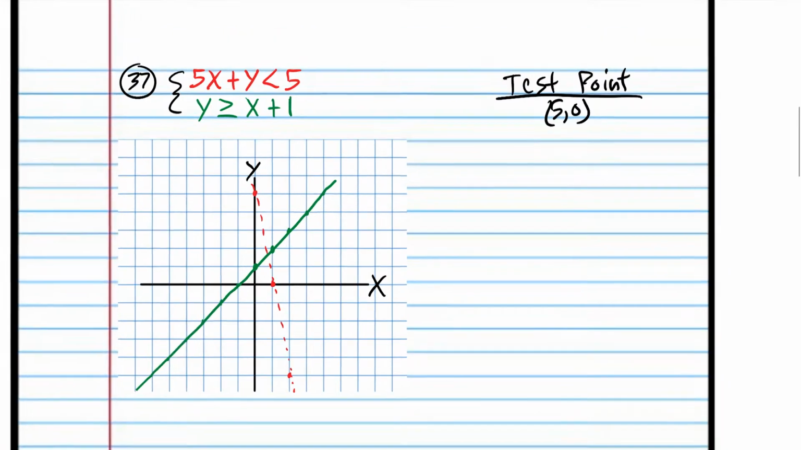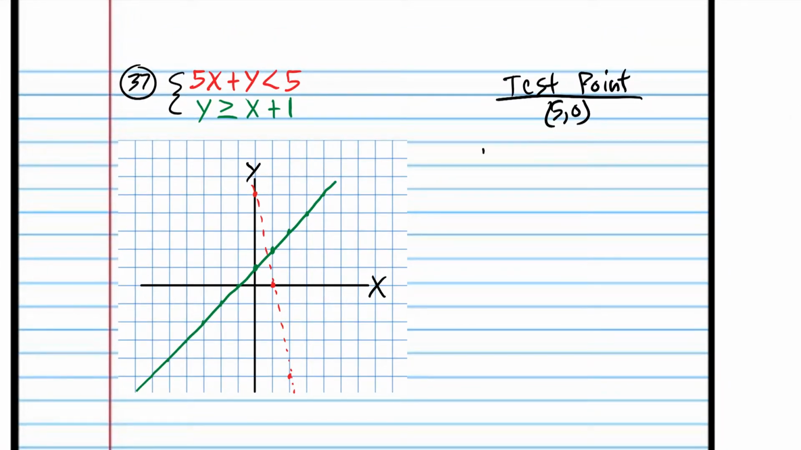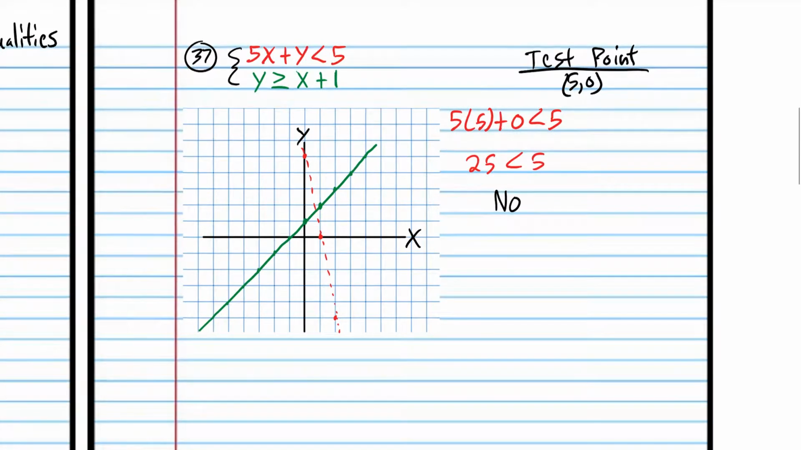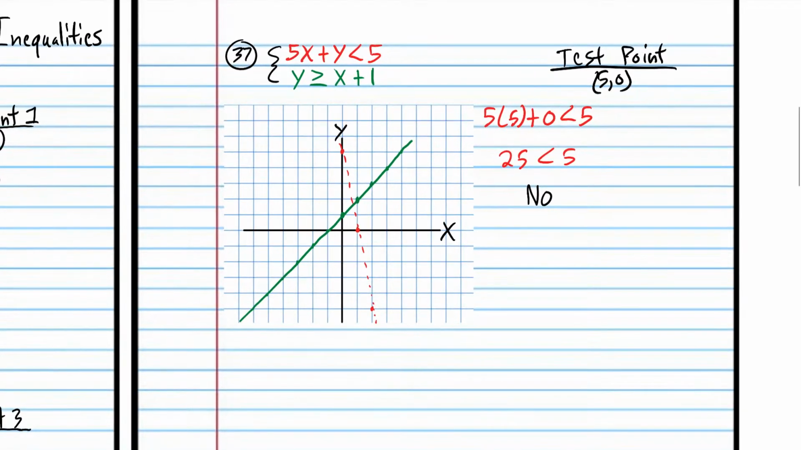All right, so 5 times 5 plus 0 is less than 5. And I should probably color that. And we get 25 is less than 5, and obviously that is not correct. So what that means is we don't have to test any other points there. We know that's not going to work. So now we can go to another test point for another region.